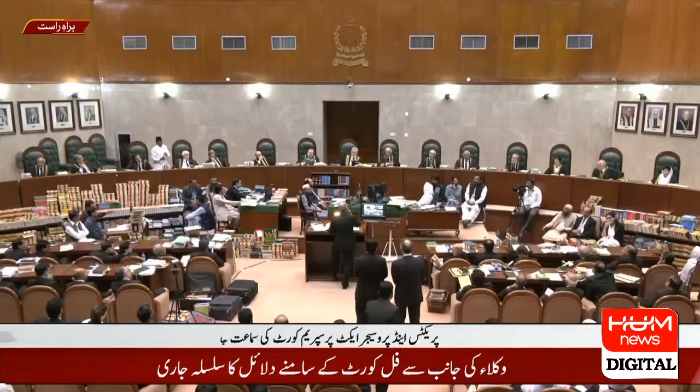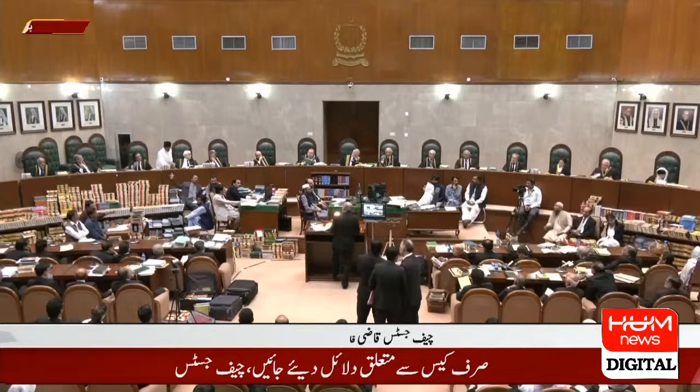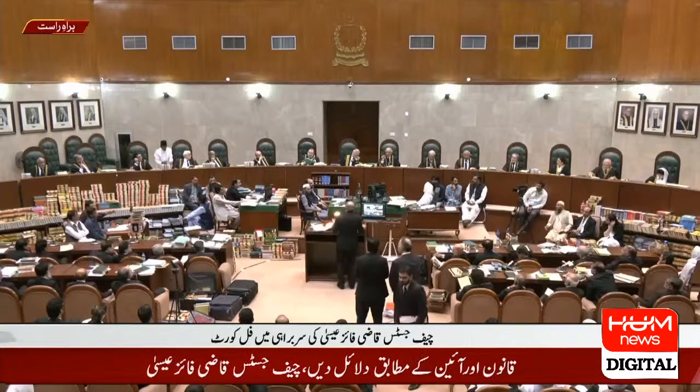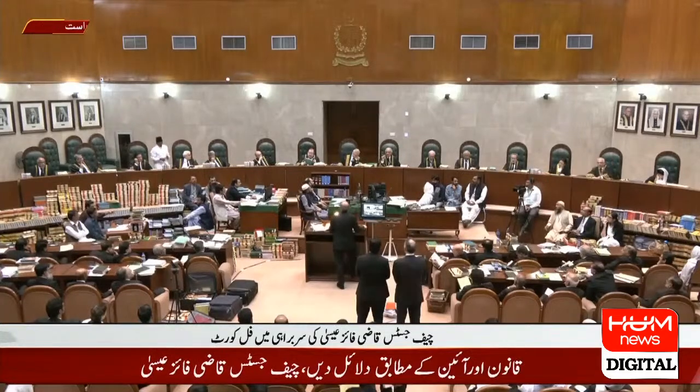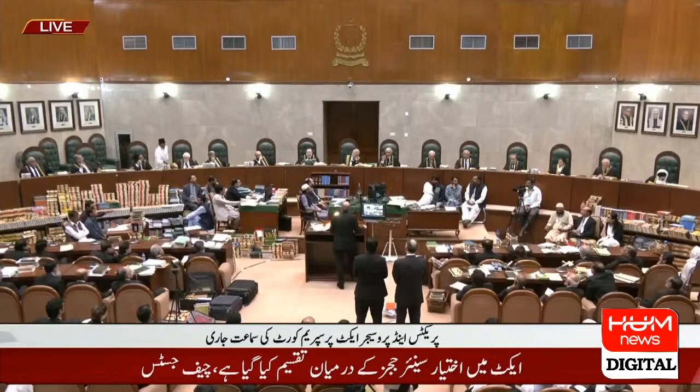Can this be done? Take that delegation of power, let's take delegation of power. Which rule is that? Article 191 empowers the Supreme Court to make rules, my lord. And those rules are administrative in nature. Absolutely. And the formation of benches is an administrative power. So is the fixation of cases.